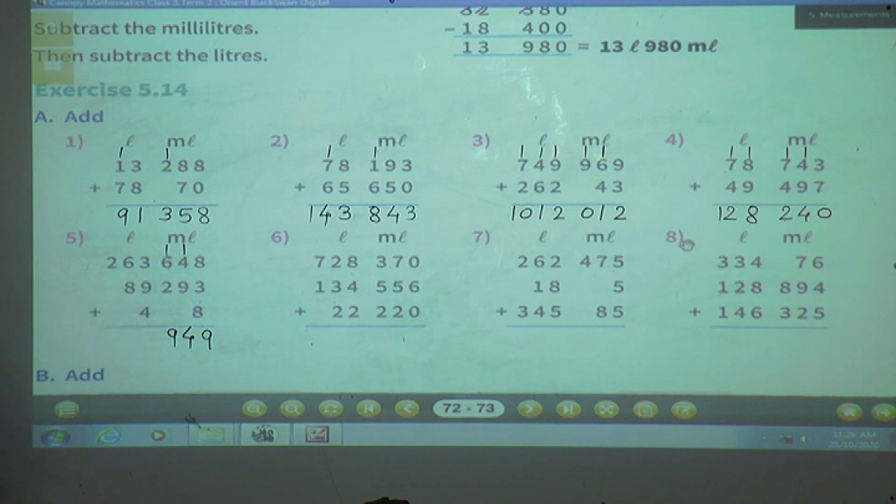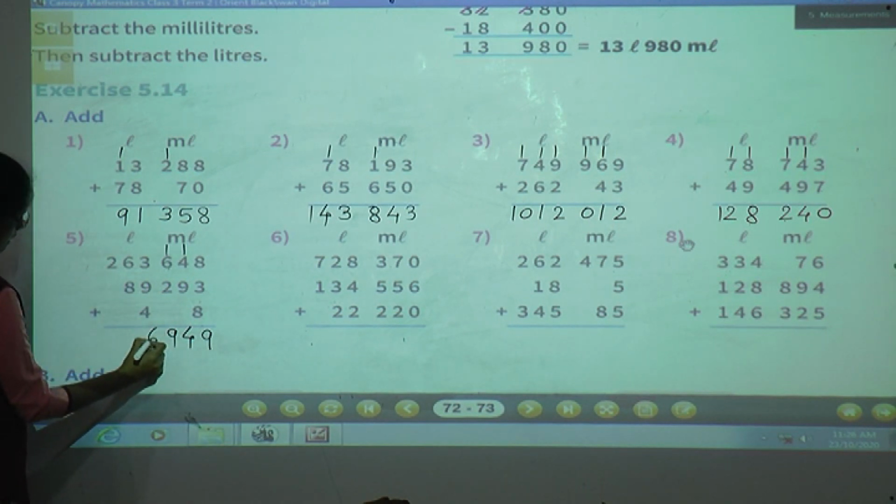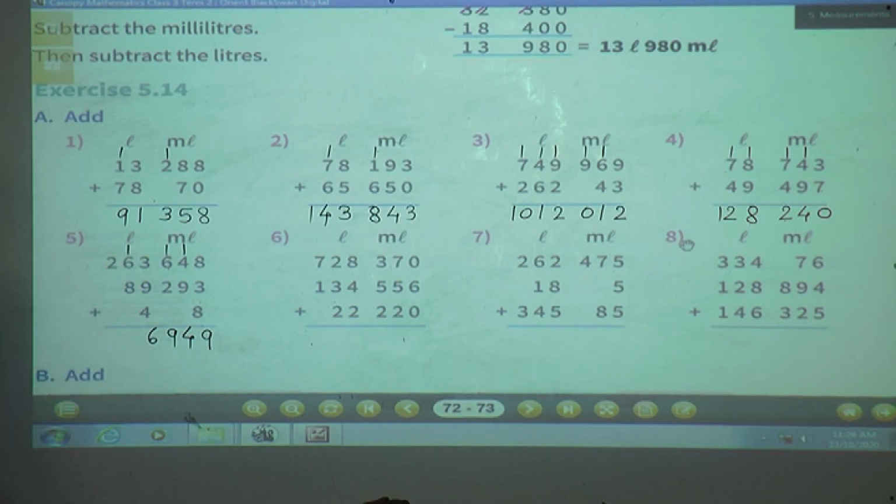3 plus 9, 12. 12 plus 4. Yes, after 12 count your 4 fingers. 12 plus 4, 16. So write here 6 and 1 carry. Then 1 plus 6, 7. 7 plus 8, 15. Okay, so write here 5 and 1 carry. Then here 1 plus 2, 3. So the answer is 356 liter, 949 milliliter.